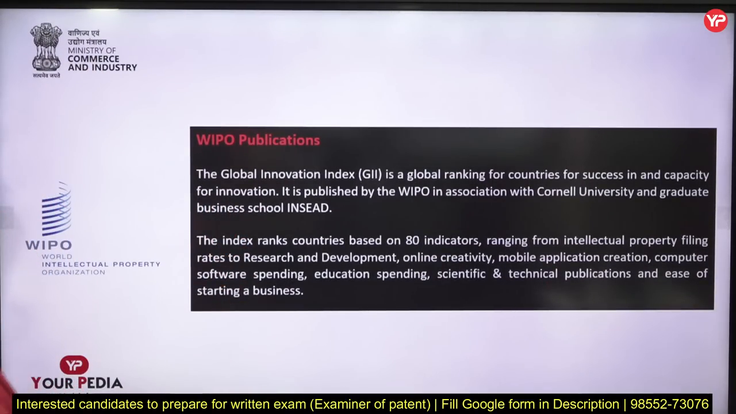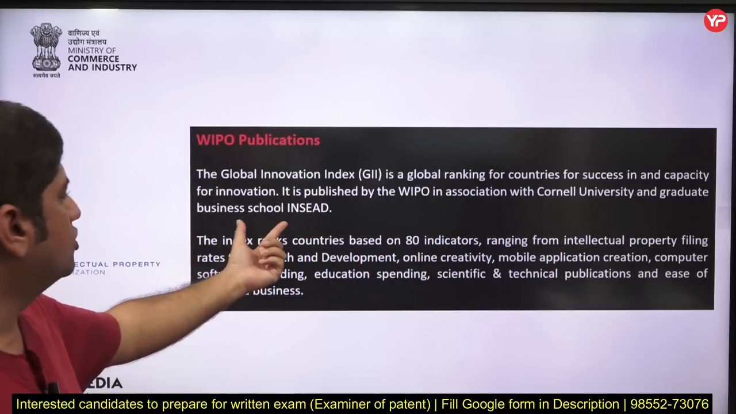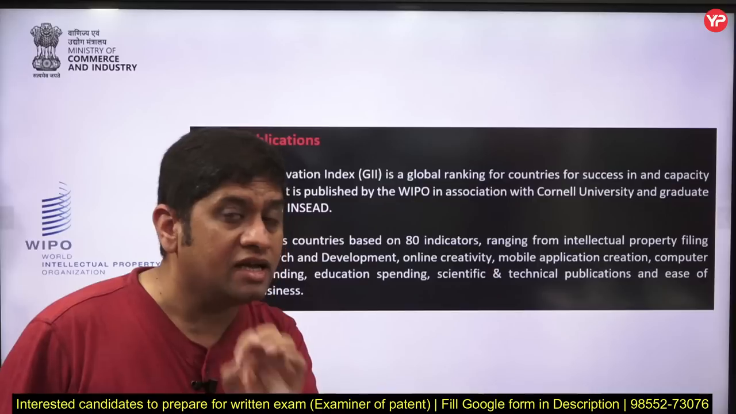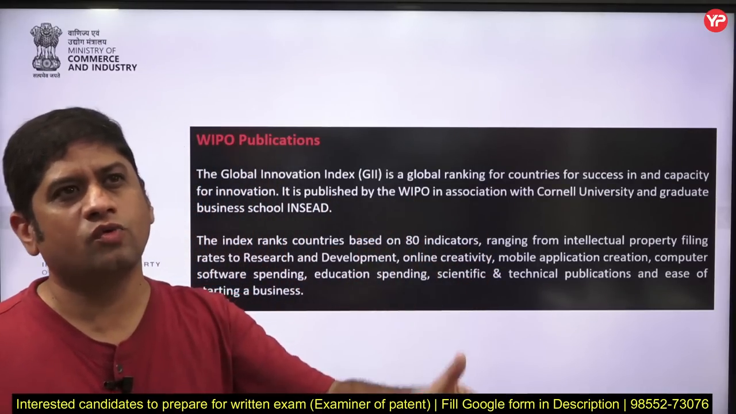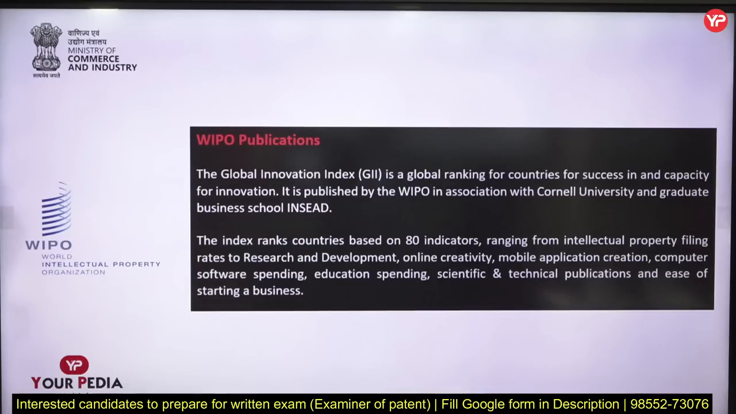The WIPO publication Global Innovation Index is the global ranking which reflects the innovative capacity of different countries. WIPO, along with Cornell University and INSEAD in France, made an index with 80 indicators, called the Global Innovation Index. It reflects the innovative capability of a particular country: how much research is going on, how much R&D is happening, and how people are acquiring new technologies like WhatsApp, Google, GPS, mobile phone, internet. India acquires them.